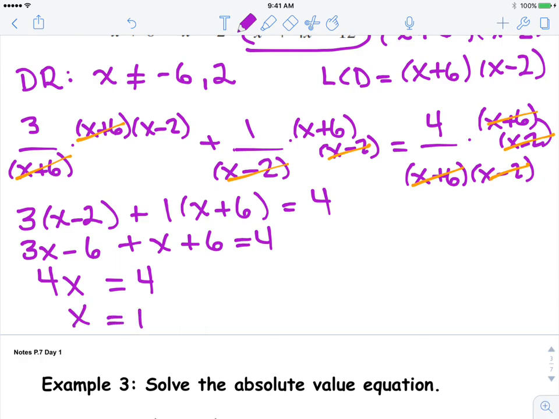And then you want to check to make sure that that solution holds true. And to save time, it will work. So you would verify by substituting it back in.